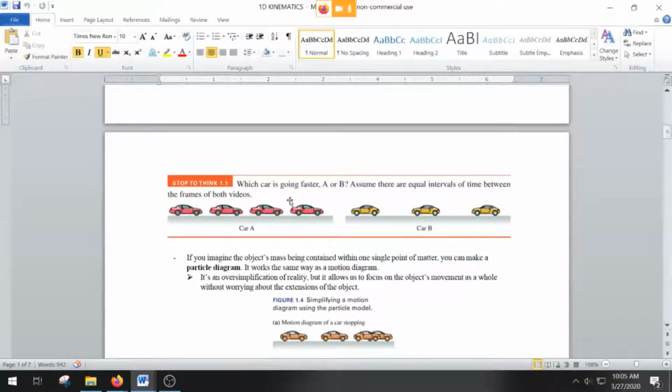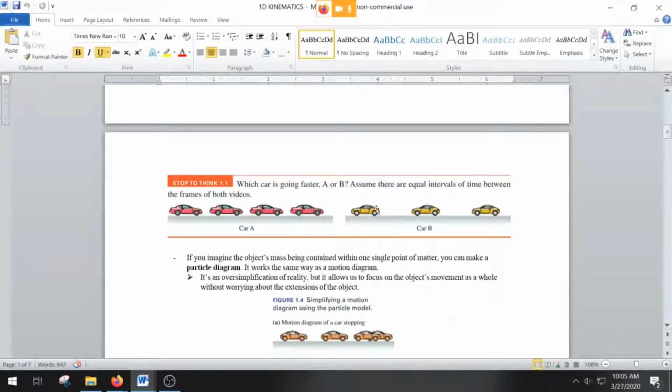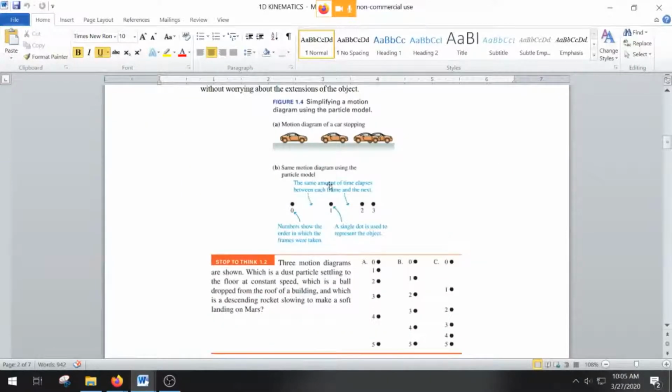If we were to look at this example, which car is going faster, A or B, assuming there are equal intervals of time between the frames of both videos? Car B would be going faster, because it covers a greater distance every single second. Now, the way you're generally going to see motion diagrams is a form of the particle model, where we just pretend that we can shrink all of the mass of that object into a single particle. That means you don't have to draw a car 4 times here. You can just draw a dot.